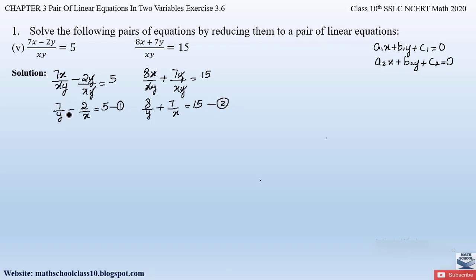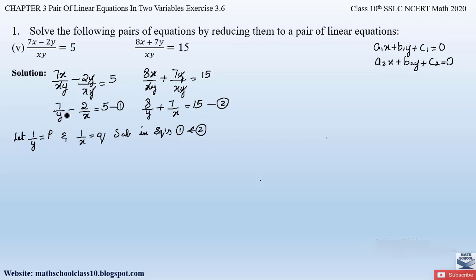Here you can observe in both the equations we have 1 by y and 1 by y. Similarly, we have 1 by x and 1 by x common. So let us substitute this 1 by y and 1 by x in both the equations to some other variables like p and q. Okay. So let 1 by y equal to p and 1 by x equal to q. Substitute in equations 1 and 2.